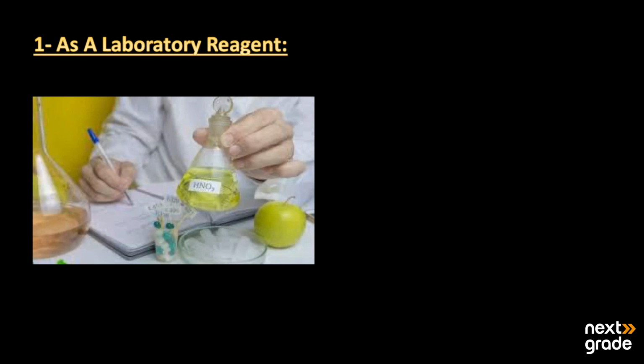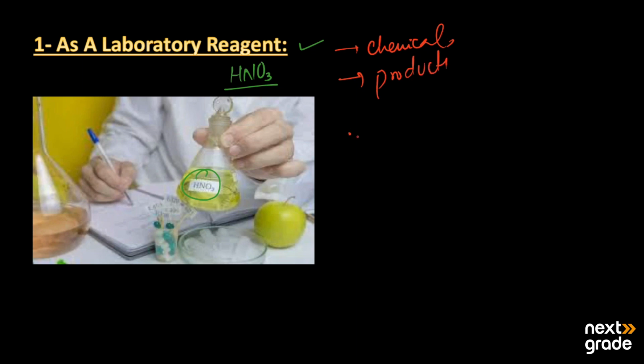Now let's start with the first use of nitric acid. Nitric acid, HNO3, is used as a laboratory reagent. A laboratory reagent is a simple reagent used for the production of many types of chemicals as well as different useful products. For example, when nitric acid reacts with different substances, it can work as an oxidizing agent.